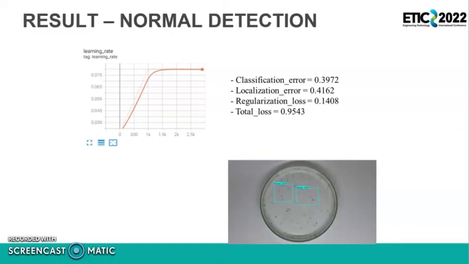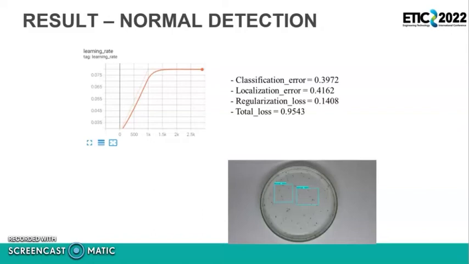This is the result for the normal detection for the zebrafish larva behavior. The graph on the left side shows the learning rate graph, while the figure on the right side shows the normal detection of the zebrafish larva in a petri dish. So from the result stated here, the classification error is about 0.3972 and the total loss is about 0.9543.